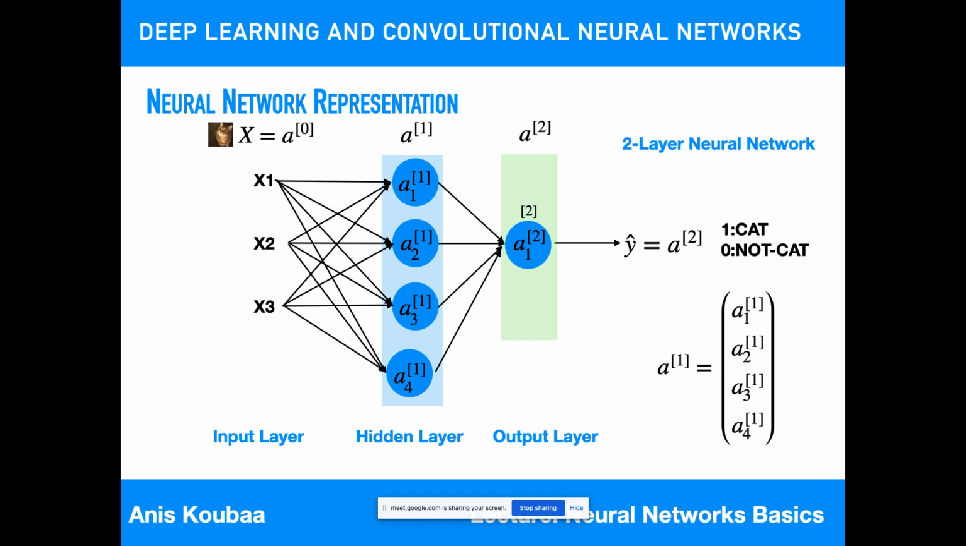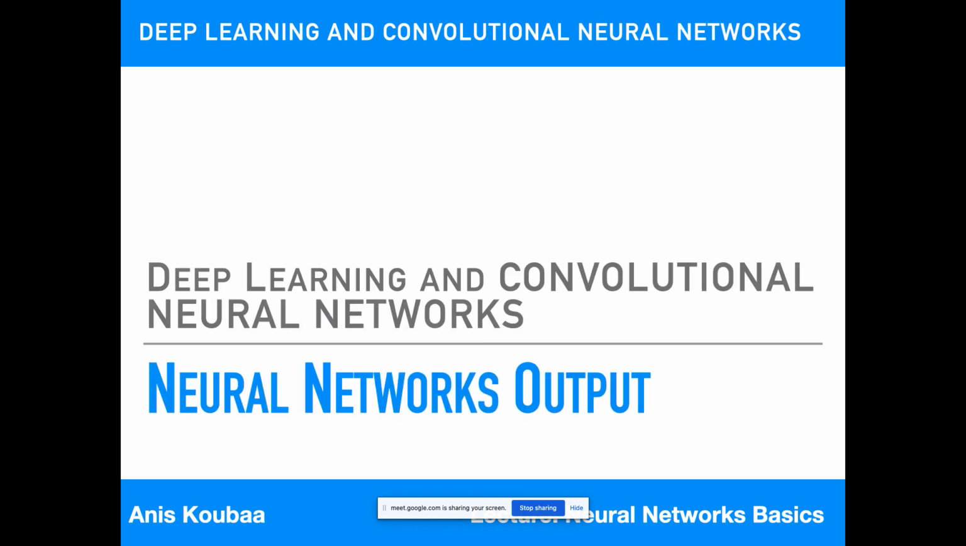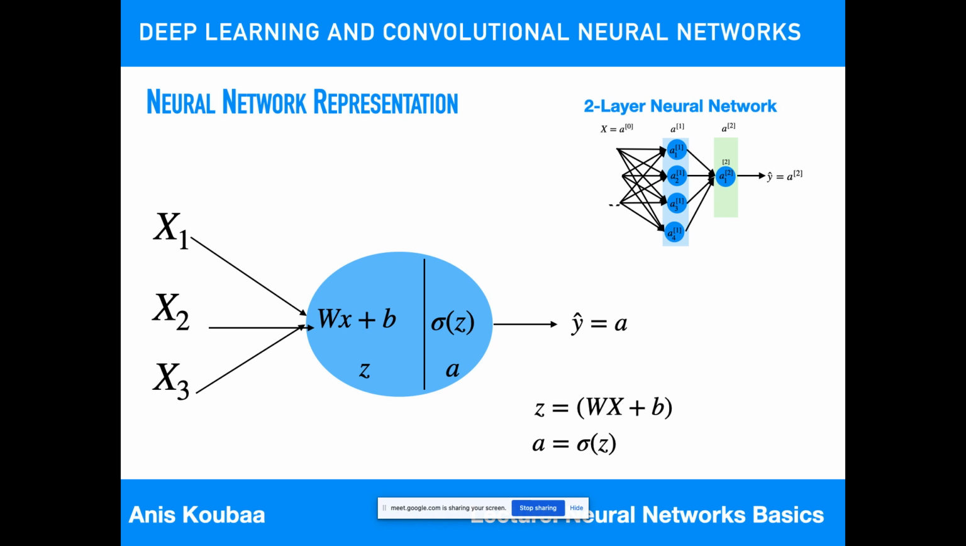Let's continue our lecture. So here we have introduced the general representation of a neural network with one hidden layer and one output layer. Let's focus more on the output of the neuron. Here we have 4 neurons in the first layer and 1 neuron in the second layer, and all these neurons will do the same thing.